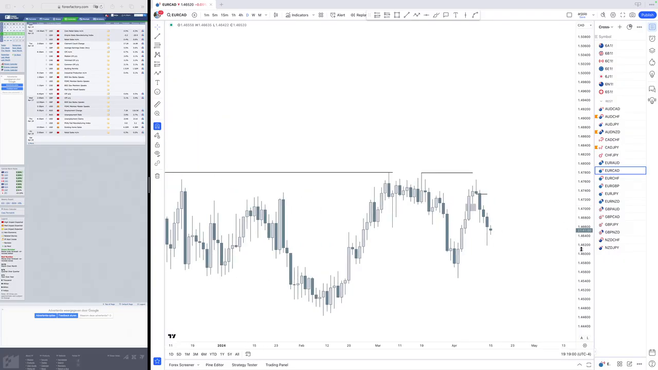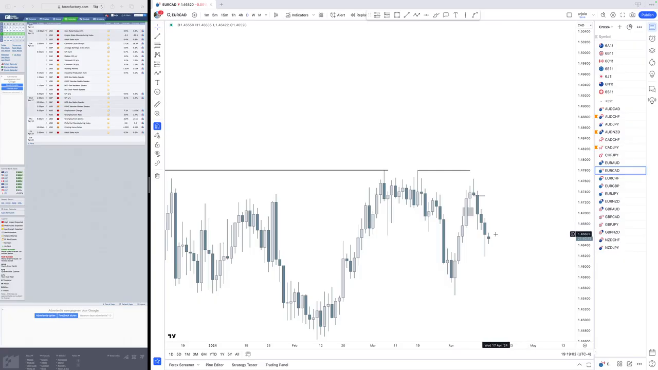Euro Canadian dollar right here. We have Canadian dollar news on Tuesday, but this has been one big consolidation as well.